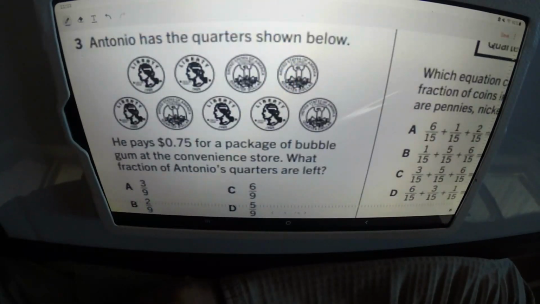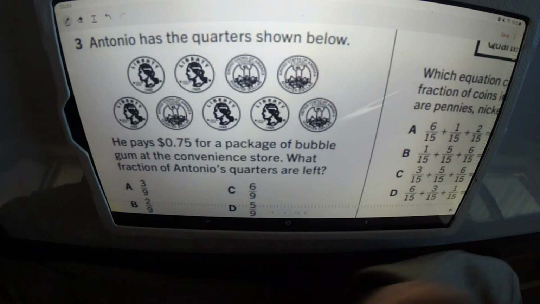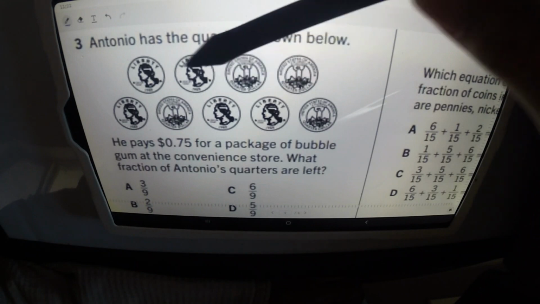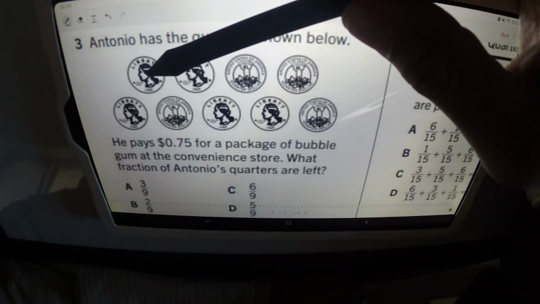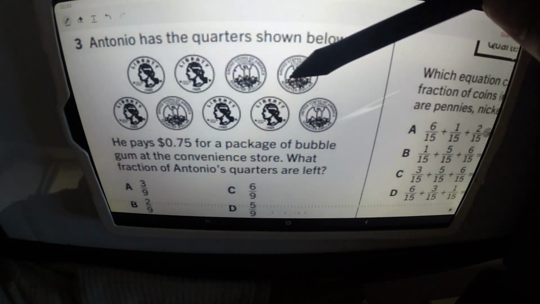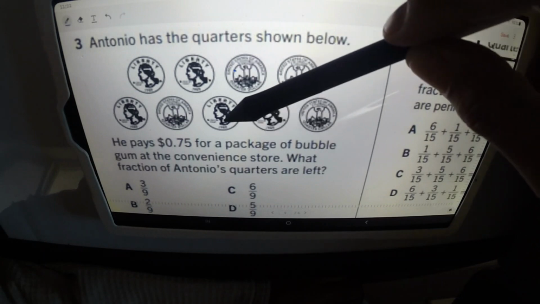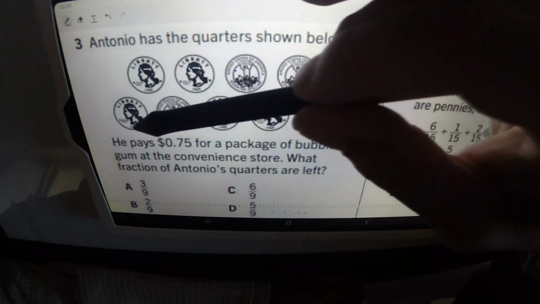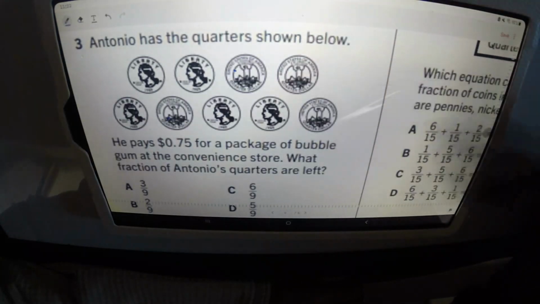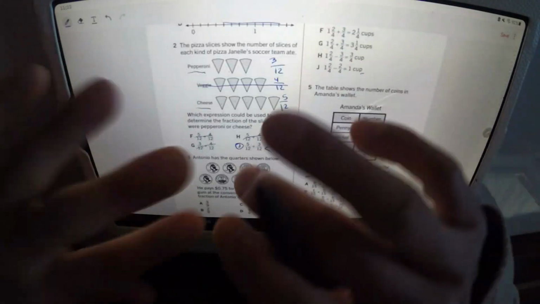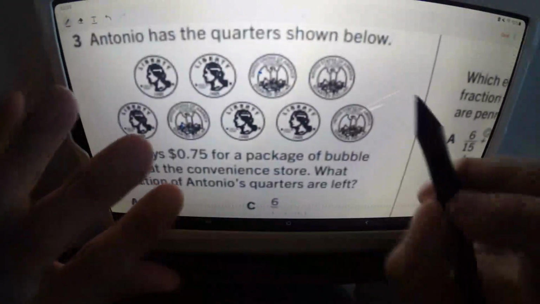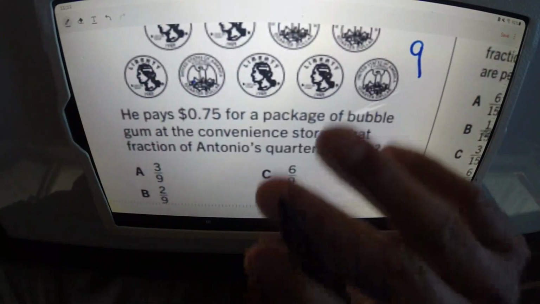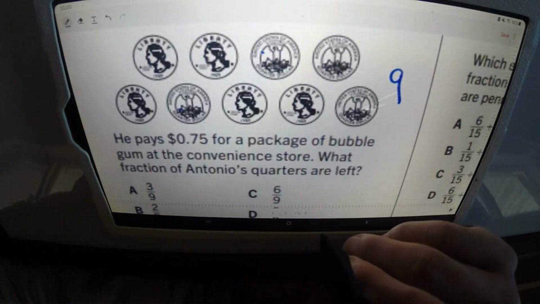On to number 3. Antonio has the quarters shown below. Let's count them. These are all quarters. They have different faces, but they're all the same thing. These are the opposite sides of the same coin. 1, 2, 3, 4, 5, 6, 7, 8, 9. Again, count them. There are 9 total coins.